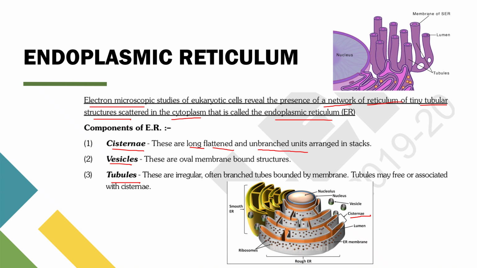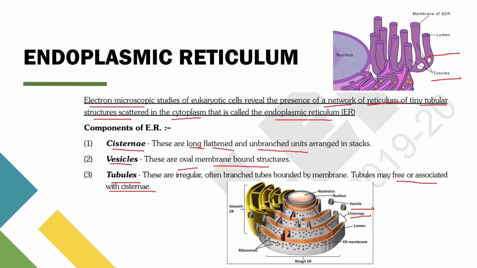Next one is vesicle. As you can see here in the diagram, these are vesicles. Vesicles, they are oval and they are membrane bound structures. Next one is tubules. This one is tubule. Tubules, they are irregular and they are branched. As you can see here, they are branched structures and they are bounded by membranes. Tubules are free or associated with cisternae. They either exist freely or they are associated with cisternae.